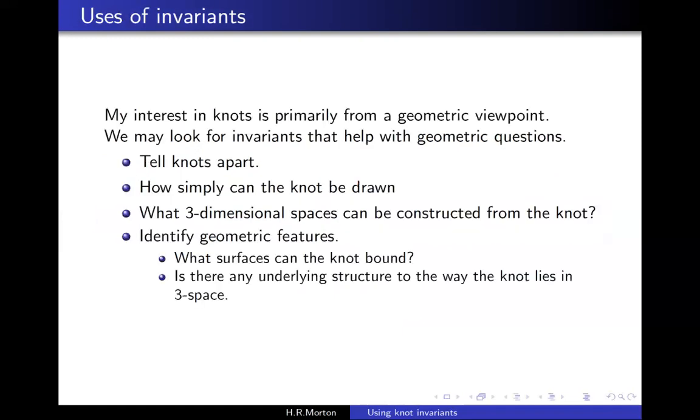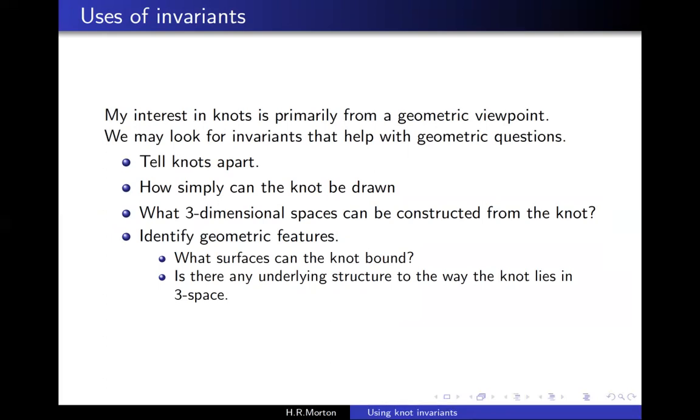My own interest in knots is primarily from a geometric viewpoint. So I'm especially interested in invariants that will help with geometric questions of one sort and another. Of course, the most basic one is to tell knots apart. If you've got two knots, can you decide if they're equivalent? Well, by geometry you may be able to manipulate one to the other, but if you can't, then an invariant is the sort of thing that comes to your rescue.